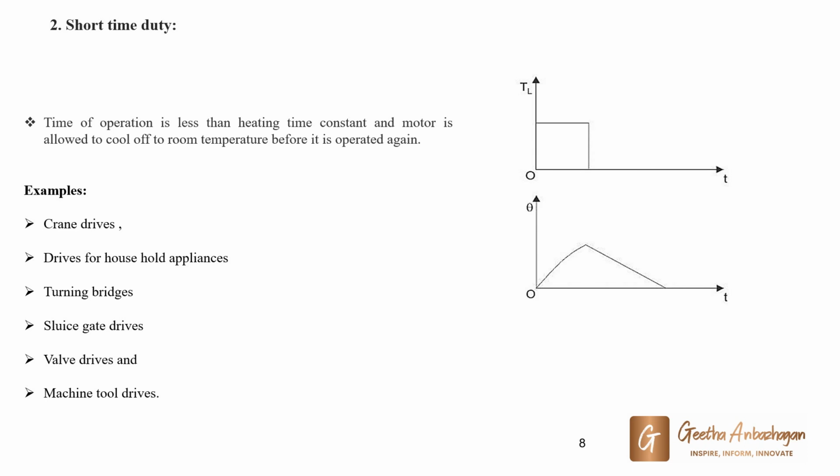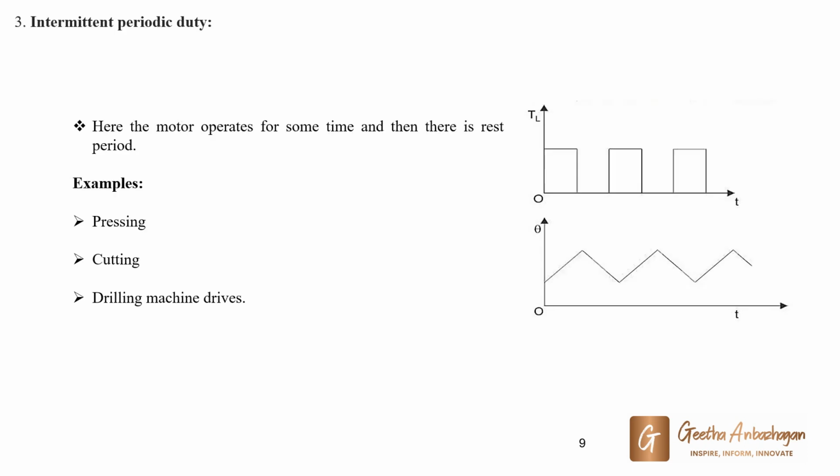This type of duty can be accomplished by single phase or three phase induction motors and DC shunt motors, DC series motors, and universal motors. The examples of this type are crane drives, drives for household applications, turning bridges, sluice gate drives, valve drives, and machine tool drives. Next, we have intermittent periodic duty.